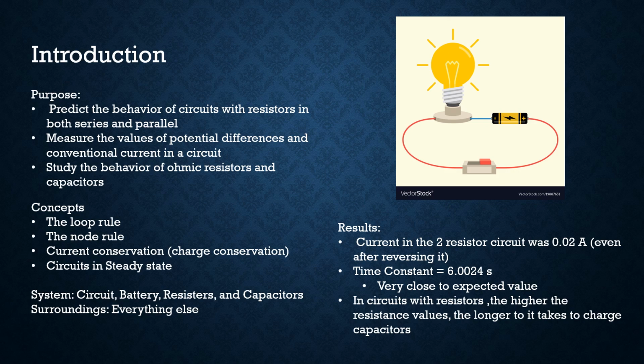As for the concepts covered, there was the loop rule, the node rule, current conservation, and circuits in steady state. Now, finally, the results. The current in the 2-resistor circuit was 0.02 amps, even when reversed. The time constant was 6.0024 seconds, which was very close to the expected value of 6 seconds. And in circuits with resistors, the higher the resistance value, the longer it takes to charge the capacitor.